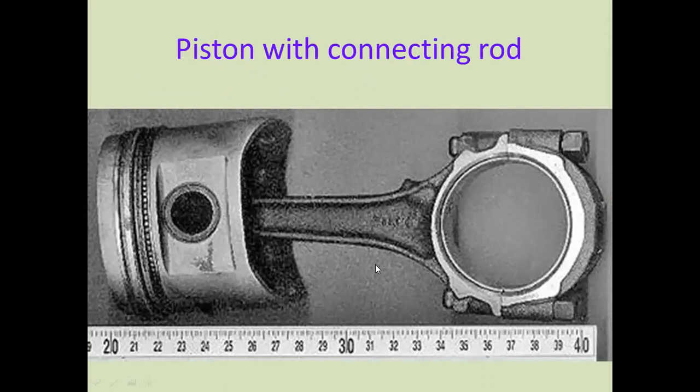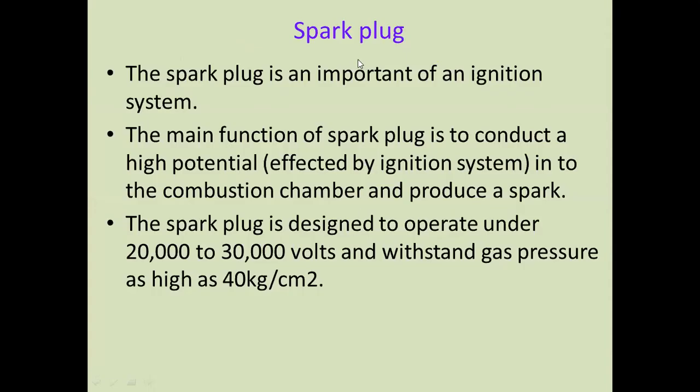Next, we can see a photographic view of the piston with the connecting rod, showing the size of the piston and connecting rod. The next very important part in the SI engine is the spark plug. The spark plug is important for the ignition system. Its main function is to carry the high potential from the ignition system into the combustion chamber to produce the spark.